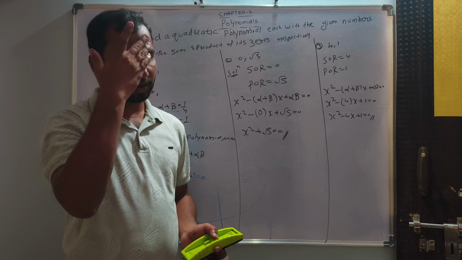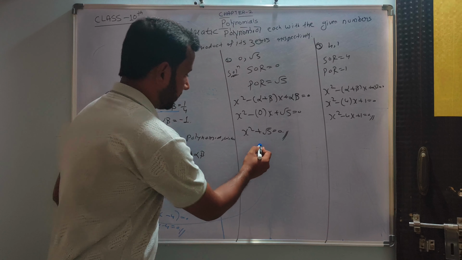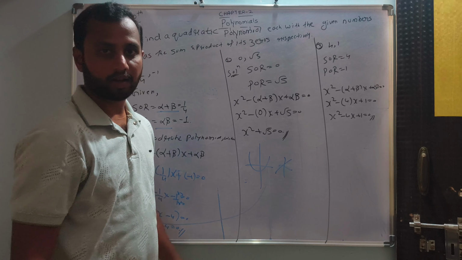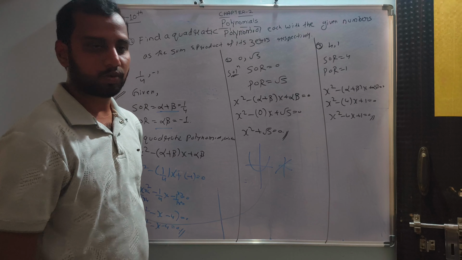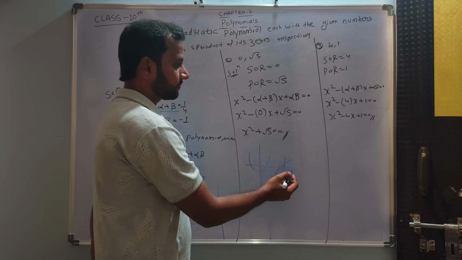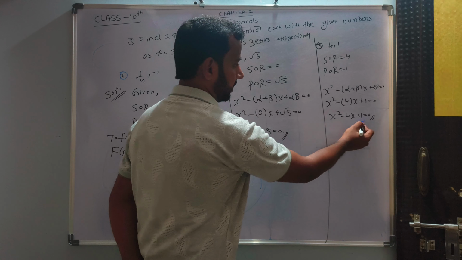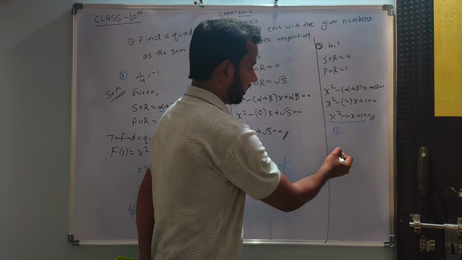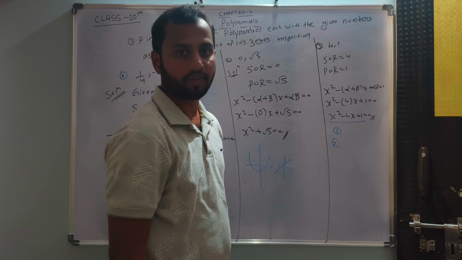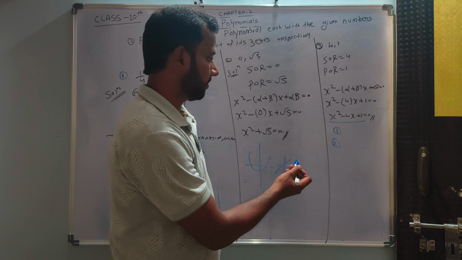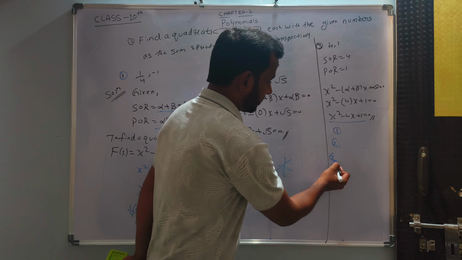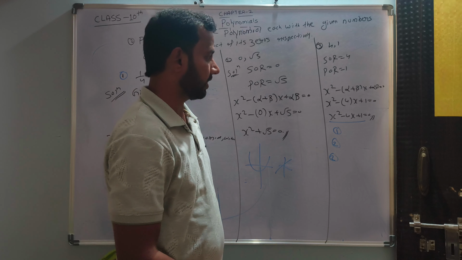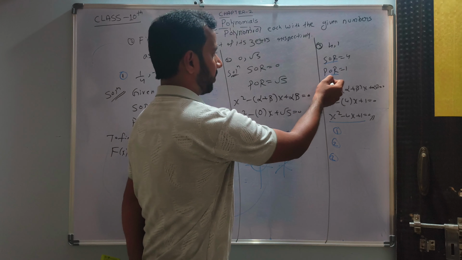First we discussed the number of zeros, that is, the number of times the graph is cutting or touching the x-axis. In this exercise 2.2 we started with a given quadratic equation, and here we need to find the zeros first. Then in the second one we need to verify the relationship between sum of roots and product of roots. In the second question we are finding a quadratic polynomial based on the given data. The given data is the sum of roots and product of roots.